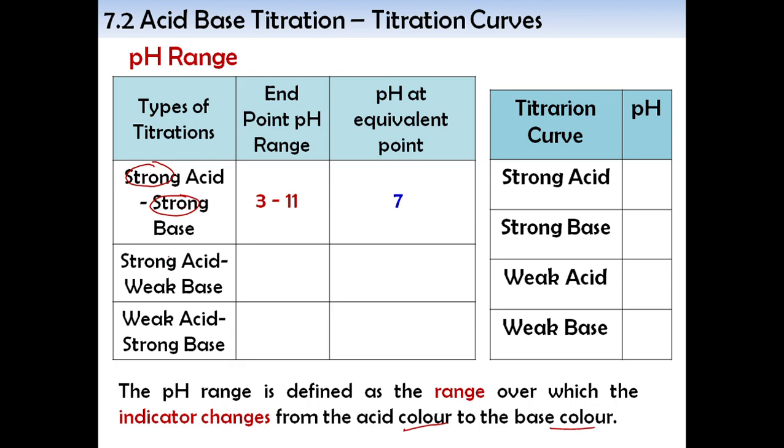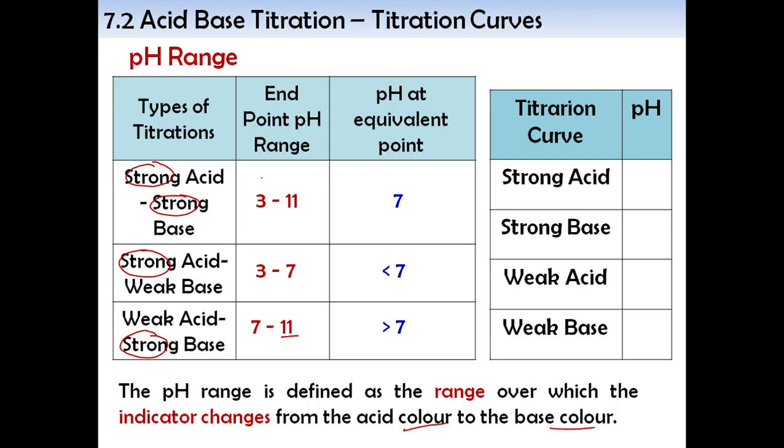The next type is strong acid with weak base. So the endpoint pH range must be less than 7, so 3 to 7. So nampak tak dia bermula dengan 3 dan berakhir dengan 7 kerana acidic. What happens to the pH at equivalent point? Acidic, less than 7. So the next one is between weak acid and strong base. Can you guess the range? It is 7 to 11. So berakhir dengan 11, because this is basic. pH is more than 7.